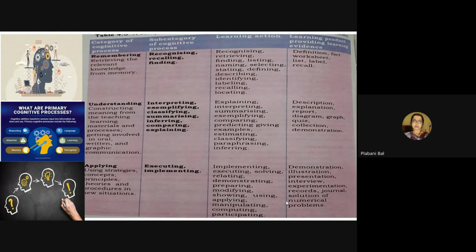Next we will discuss what are the categories of cognitive process and what are the subcategories. Learning action, or the action verb, which is the most important thing for you, that we will discuss.